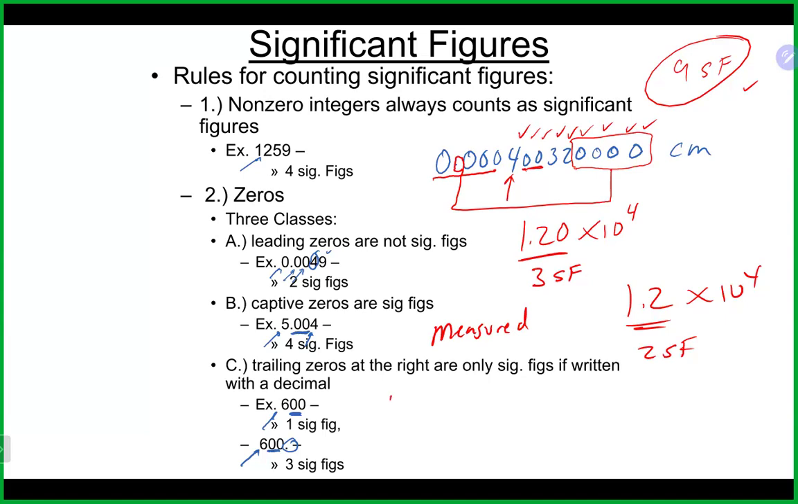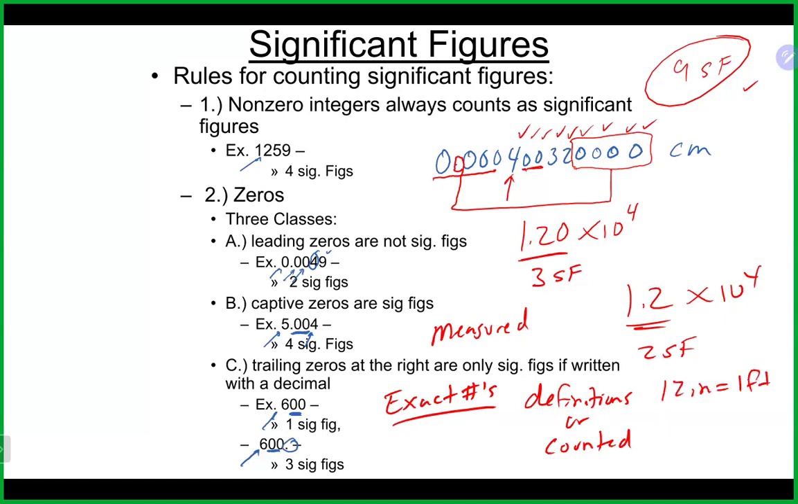There are some numbers which are known as exact numbers, as we'll see on the next page. But exact numbers are basically one of two things. They're either definitions or they are something that is counted. So a definition, like 12 inches equals 1 foot. Counted, like if I had 4 pens on my desk. I'm not going to do any type of scientific experiment to figure out how many pens I have. I'm just going to simply count how many pens I have on my desk. So those are two things that are exact numbers.